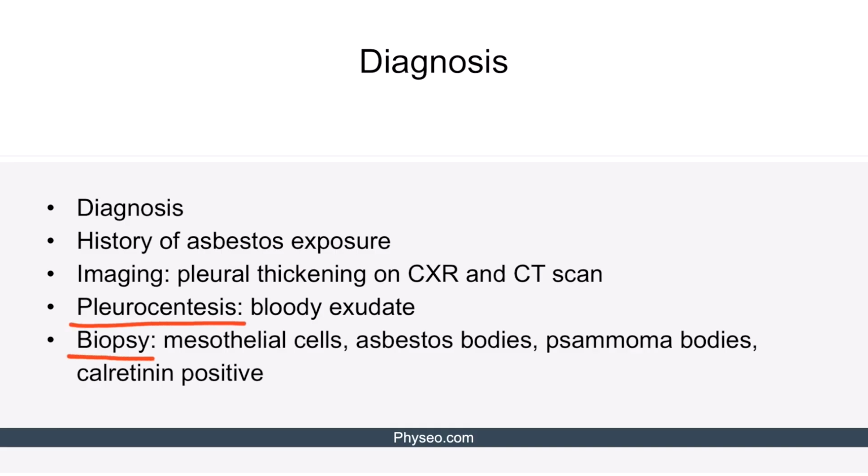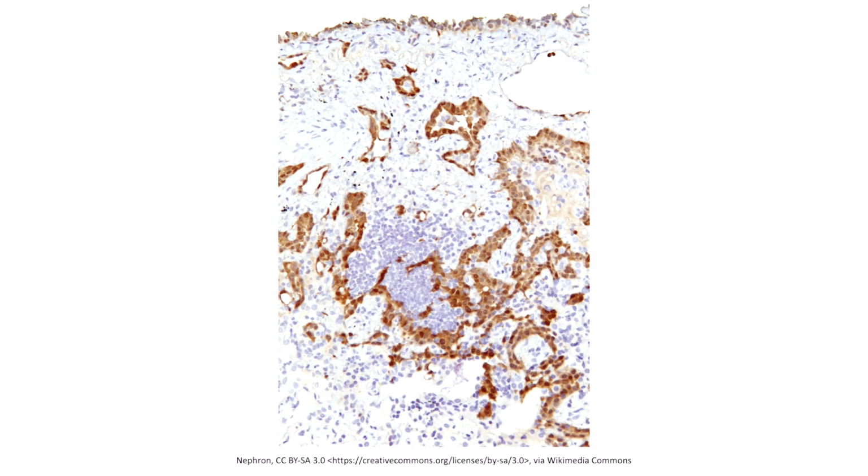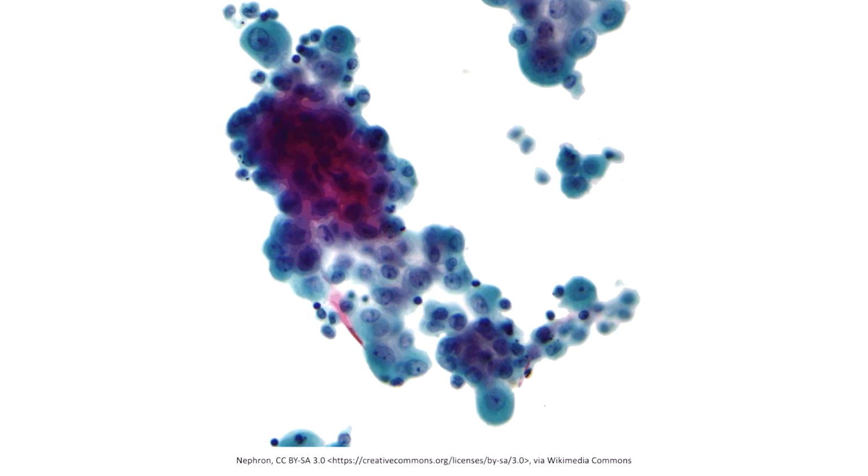A biopsy will show mesothelial cells, asbestos bodies, psammoma bodies, and calretinin positive cells. Here is a histological image of mesothelioma showing calretinin positive cells. Here is an image of a cytopathology specimen of malignant mesothelioma cells in pleural fluid.